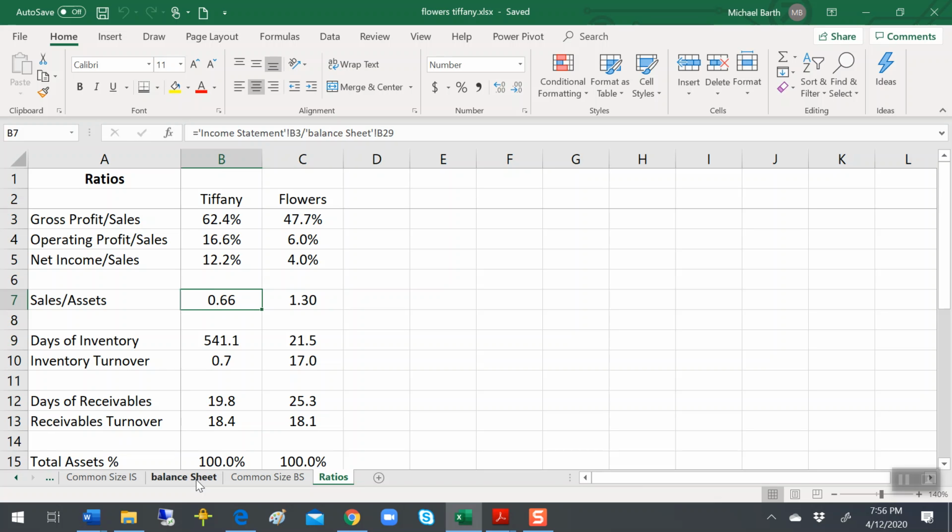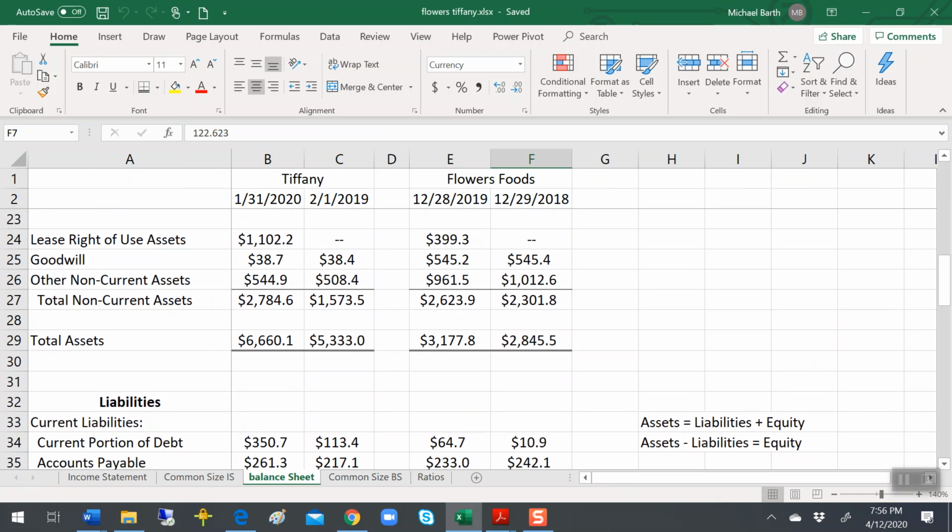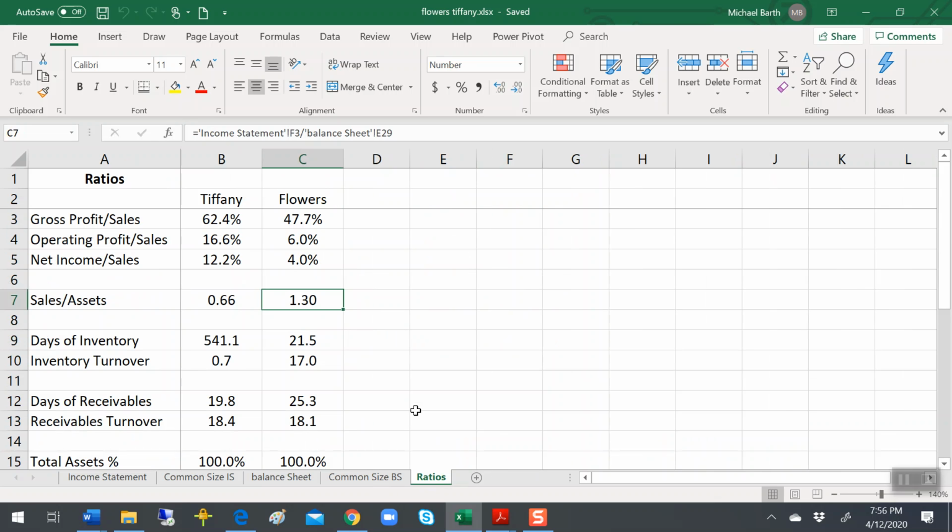What it means is Tiffany's needs to have a whole pile of assets, especially inventory and leasehold improvements. Well, those are the store locations to generate their $4 billion in sales. Flowers can generate $4 billion of sales, but they don't need nearly as many assets to do it. If we look at the balance sheet for Flowers, if you look at the total assets, they can generate $4 billion of sales with $3 billion of assets. Tiffany needs $6.6 billion of assets to generate $4 billion in sales. Okay, different way of doing business.